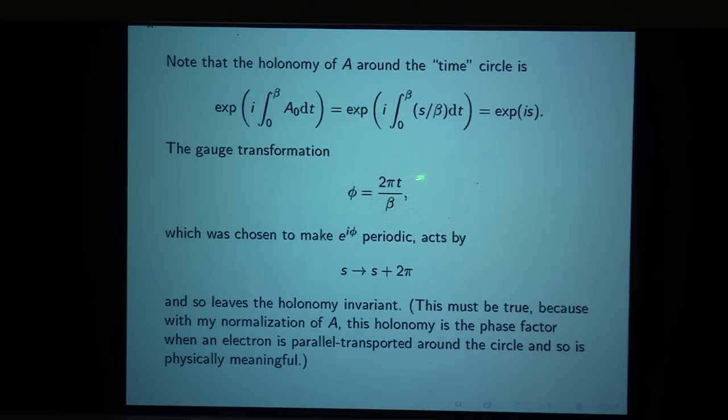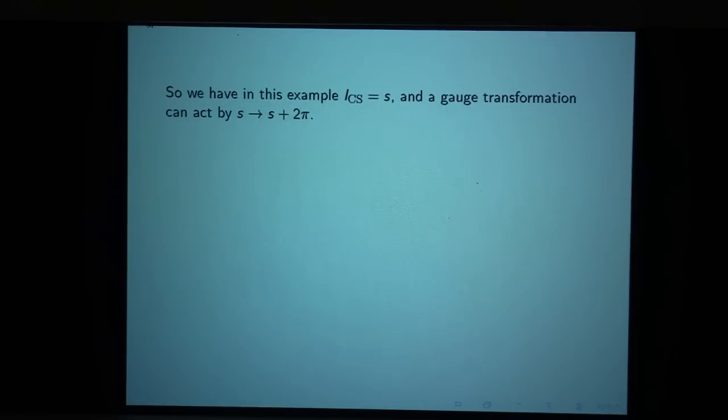So remember, time is periodic with period beta. So I took phi to be this linear function of time. A gauge transformation by a linear function will shift A0 by a constant. But I chose a linear function with a coefficient so the e to the i phi is single valued. That determined what was the coefficient of t, namely 2 pi over beta. Given this phi, it precisely shifts A0 by 2 pi over beta.